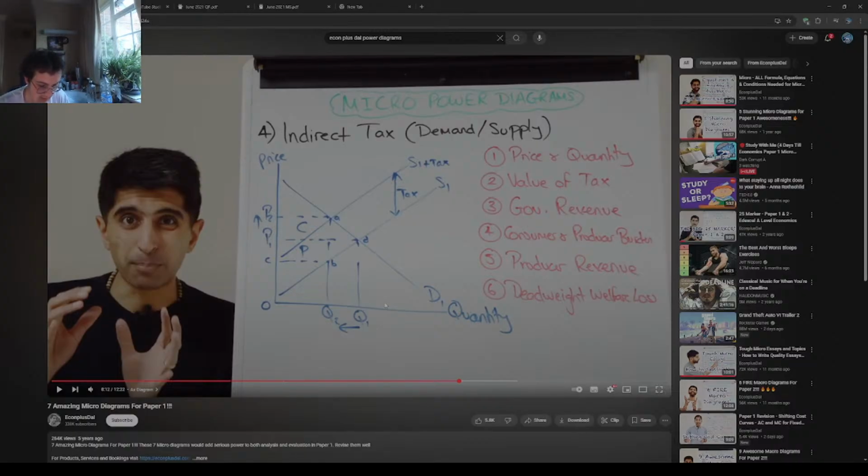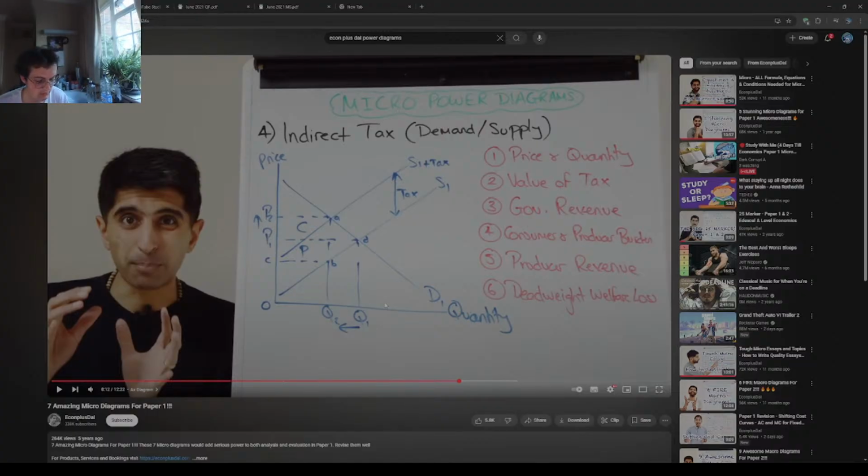Let me just put indirect tax here. Direct tax. Indirect tax, value of tax, government revenue generated, consumer burden. This one is instead going to be producer burden. So burden, I don't think I need to explain much. It's inelastic.